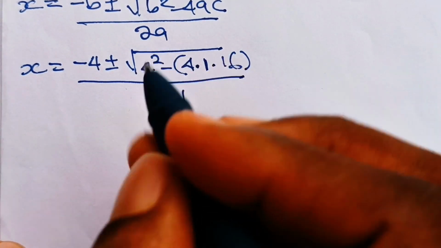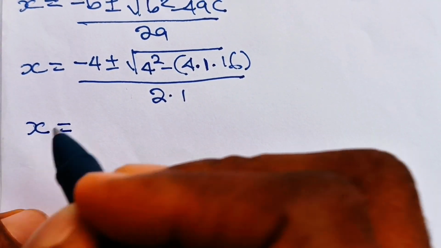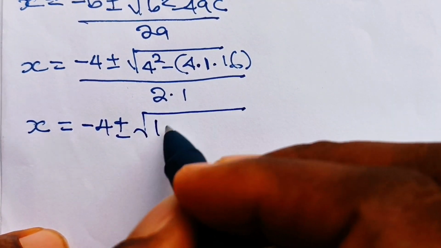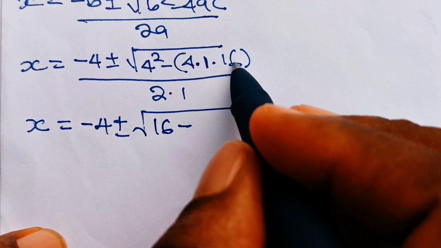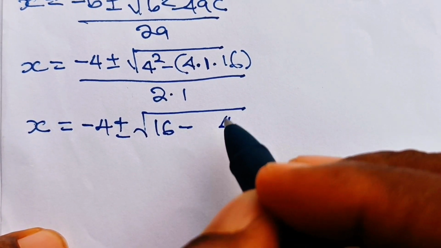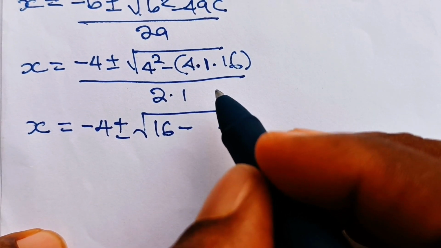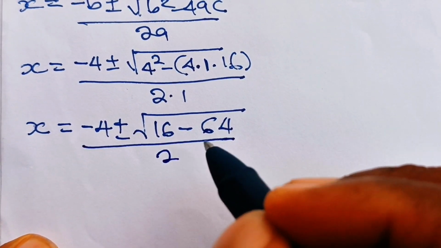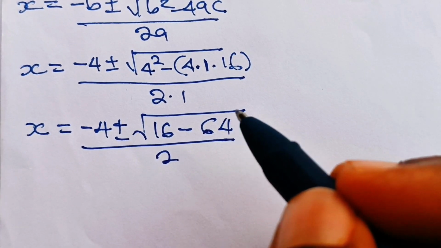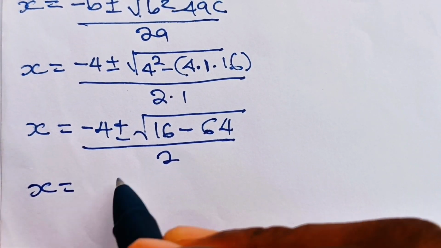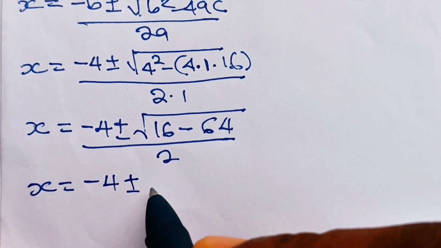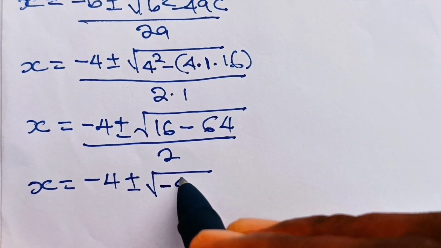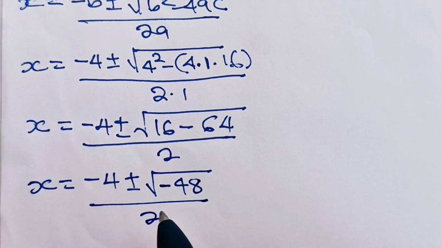So if we continue solving, we will have that x is equal to minus 4 plus or minus the square root of 16 minus, now 4 times 16 will give us 64. 4 times 6 will give us 24. We'll write 4 and carry 2. 4 times 1 is 4, plus 2 is 6, so we have 64 here, divided by 2 times 1, which is 2. Now, if we continue solving, we can see that x is equal to minus 4 plus or minus the square root of, now 16 minus 64 will give us minus 48, divided by 2.